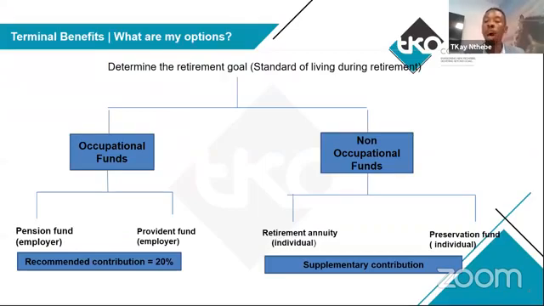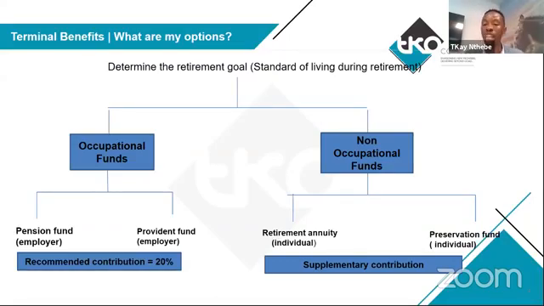Alternatively, if you are not fortunate enough to find a job at that point in time, and you do not have the option of transferring your terminal benefits, you can consider what we call non-occupational funds. That is either a retirement annuity or a pension preservation fund. These are funds that are not employer-employee related. This is where you go to an insurance company or an asset management company, and you put your retirement or terminal funds into those particular instruments.